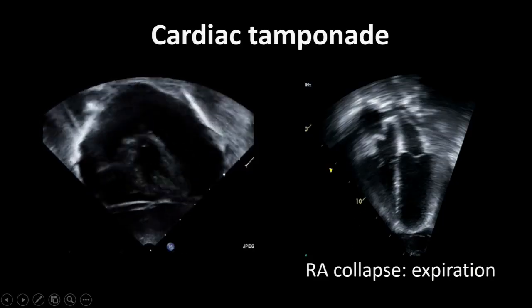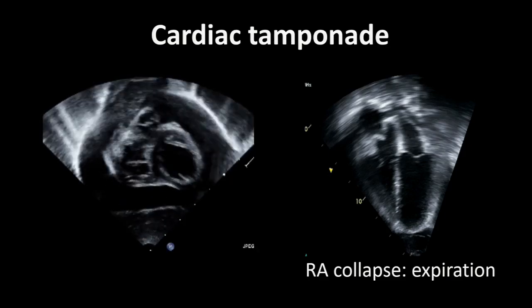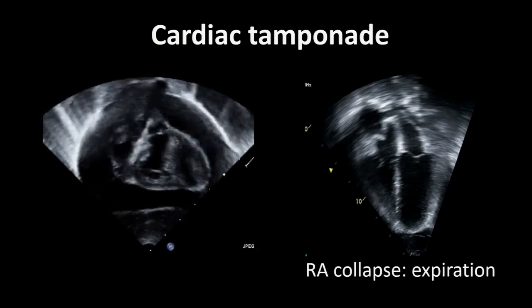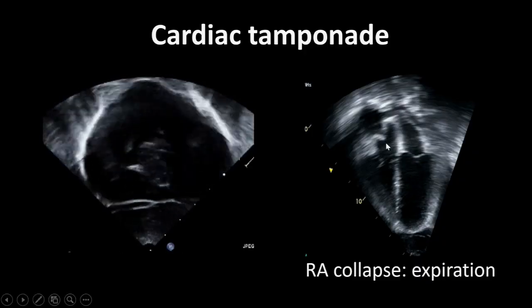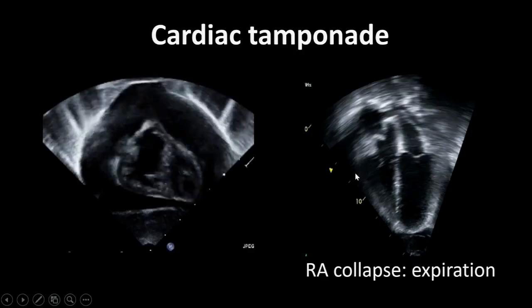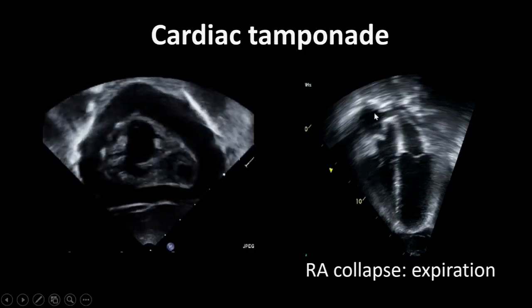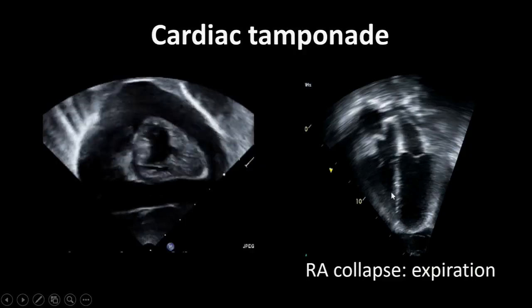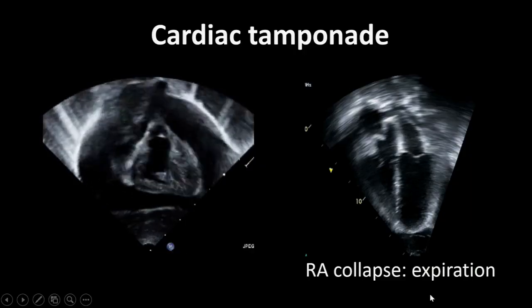In inspiration, you're generating a negative pressure in your chest, and that's causing increased systemic venous return, so more blood comes into the right heart, including the right atrium, so that would tend to increase the right atrial pressure and push the wall into a normal position. But in expiration, you don't have that increased venous return, so if you have extra pressure out here, that will bow the right atrium in, and so that's why this occurs during expiration.